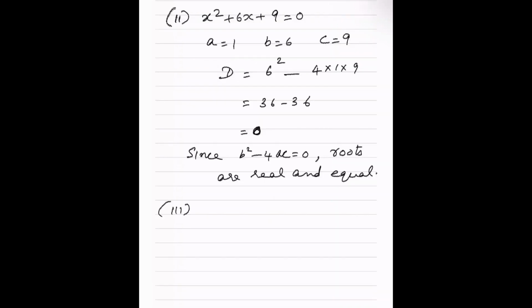Third one is, question is 2x square plus 6x plus 3 equal to 0. A is 2, B is 6, C is 3.